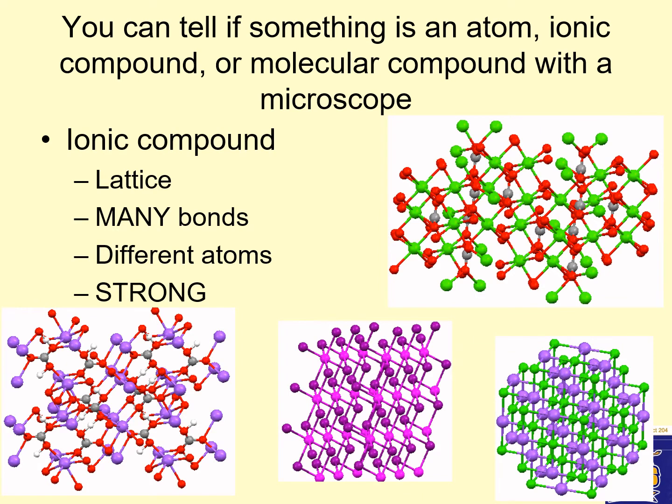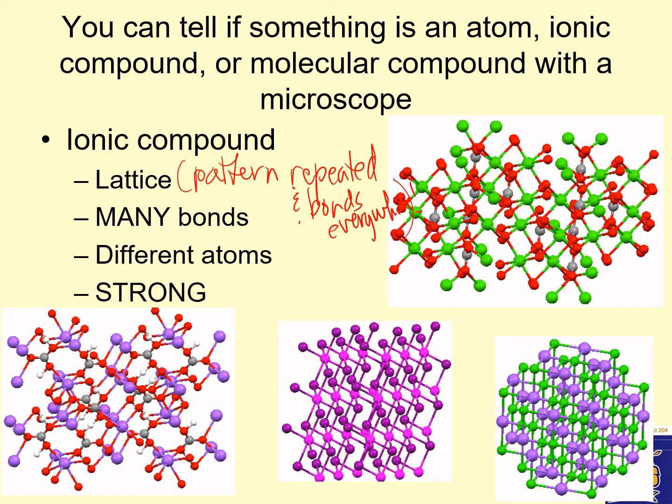Okay. Let's look at some other ones. You can tell if something is an atom, an ionic compound, or a molecular compound if you look under a microscope. Ionic compounds are going to be a lattice, which is just a repeated pattern, with bonds all around, bonds everywhere, okay? And there's many bonds. It's always different atoms, and they're really strong. So green, red, black all the way through. You see the bonds, you see the repeating pattern, it's the lattice structure. Purple and green, bonds, patterns, structure, okay?